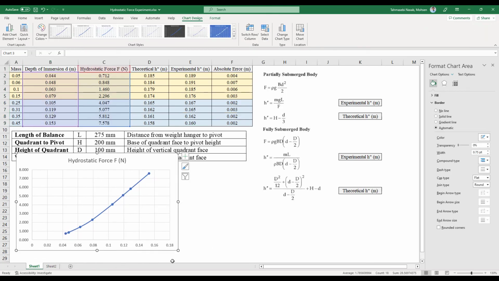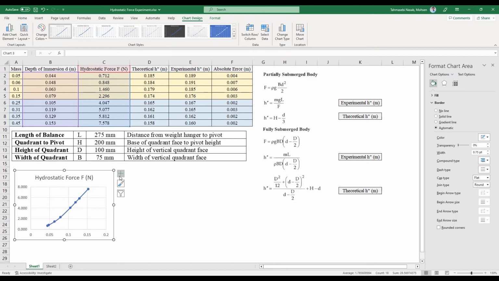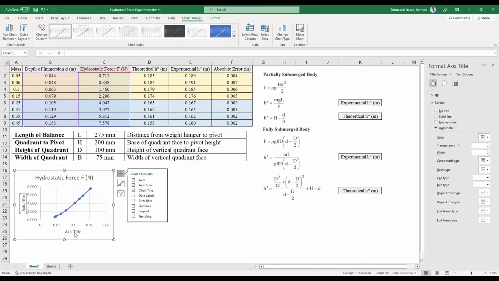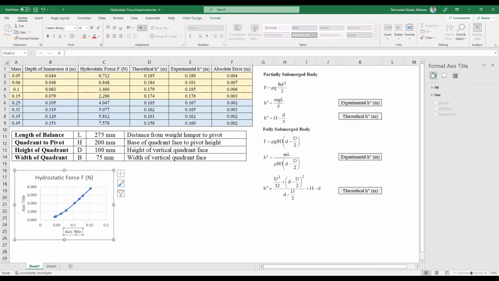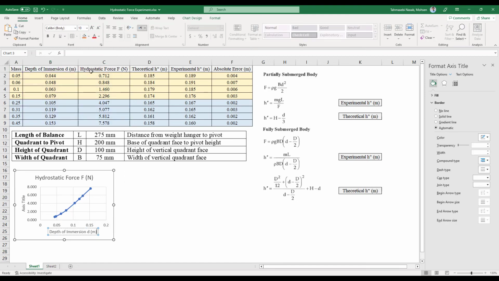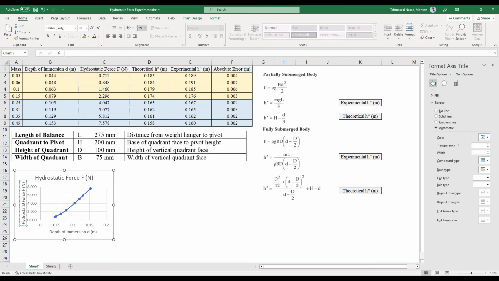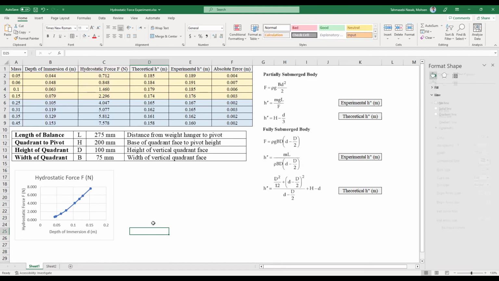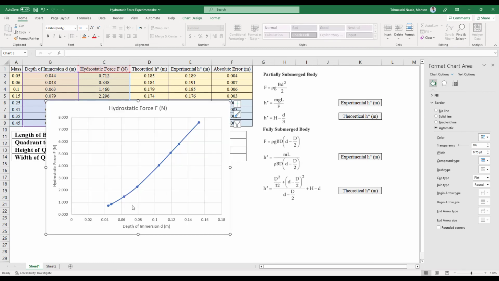Perfect. So over here, I'm going to make it smaller a little bit. There we go. And let's add the axis title over here. So for your x-axis, you have depth of immersion right over here. And for your y-axis, you have hydrostatic force. Obviously, as you can see, it's almost linear. You are tempted to say linear, but it's not fully linear.